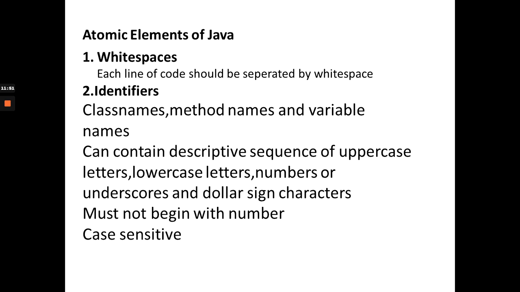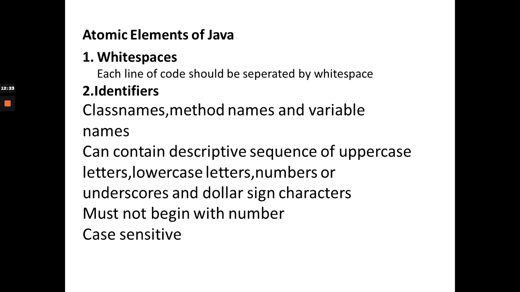And the last part is some atomic elements of Java: white spaces. Java is a free-form language. You can write multiple statements one after another in one line, or one by one on a new line, or you can also give a tab. But the condition is that to differentiate two statements, you must separate them with white spaces. Each line of code should be separated by white space.